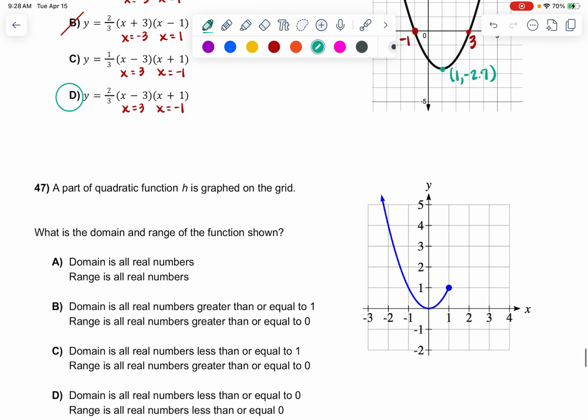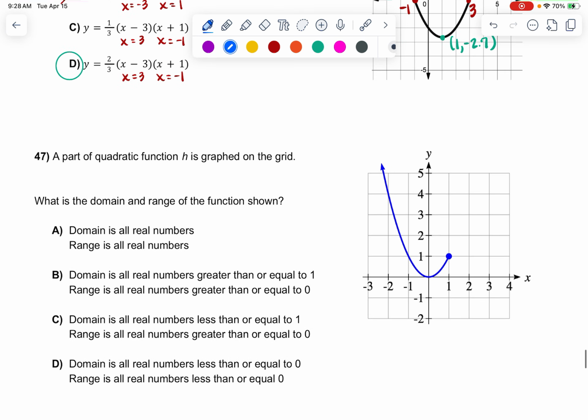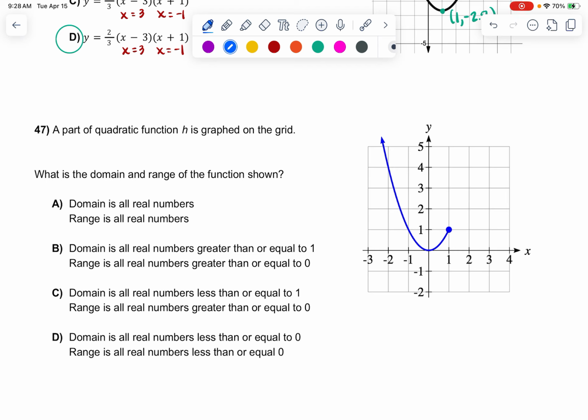All right, here we go. Last couple. A part of a quadratic function is graphed. What is the domain and range of the function shown? Normally I know my answer choice right away is not A, because first of all, the domain is not all real numbers because there's no arrow on the right-hand side telling us he's going forever. And the range can't possibly be all real numbers, right?